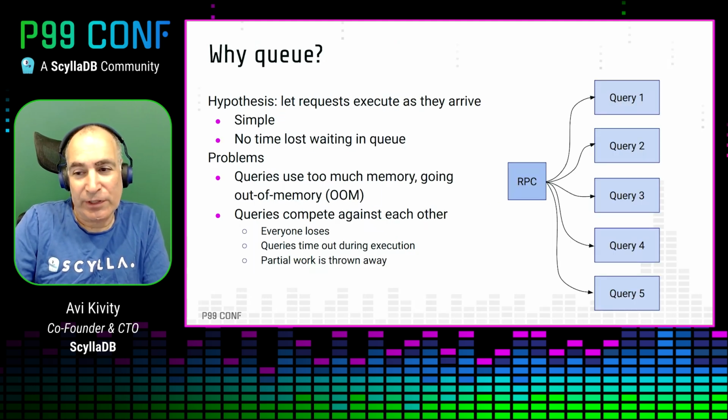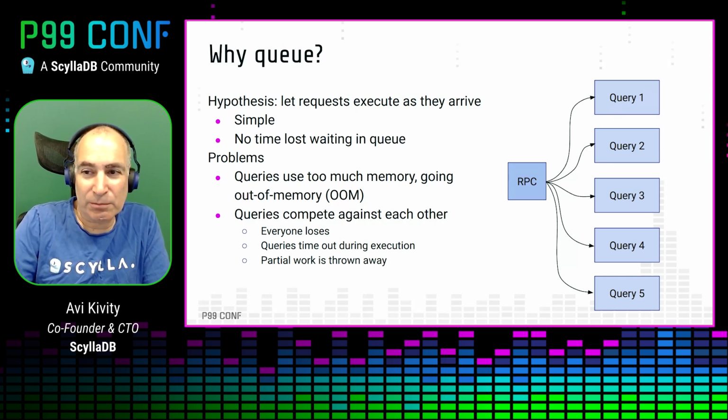So the first question is, why queue at all? We can start, and indeed we did start, without any queue. As soon as the request arrives at the RPC endpoint, we just let it proceed, and all of the requests run in parallel. One advantage is that you don't lose any time sitting in a queue and waiting for something to happen. So potentially you can utilize all of the resources.